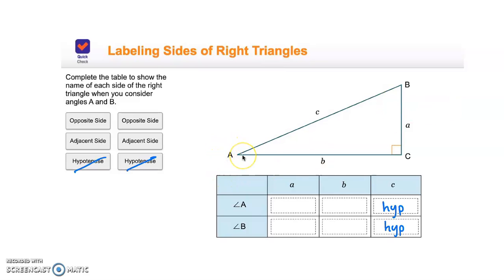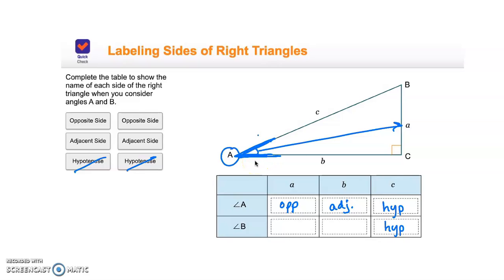Now let's look at angle A. If we're looking at angle A right here, we want to find the side opposite. These two lines form the angle, so the side opposite is the one that is not part of the angle. In this case, the side opposite angle A is side A. And the adjacent side is the side that forms the angle that is not the hypotenuse, because remember, this longest side is always the hypotenuse. So the other side that helps form the angle is called the adjacent side.